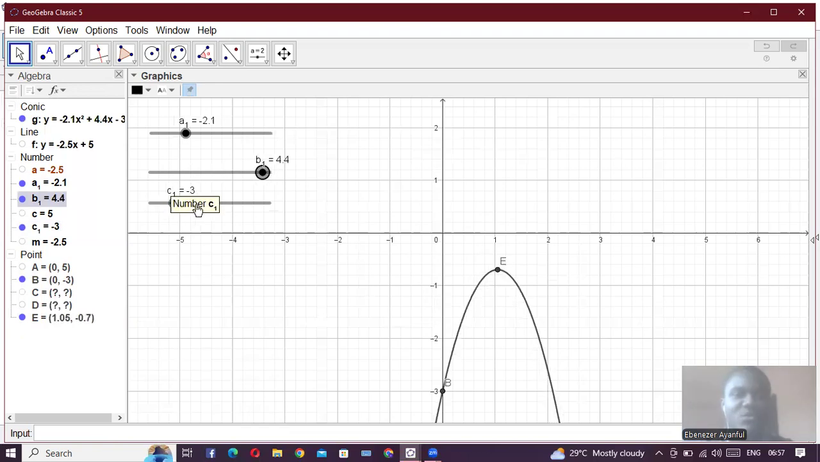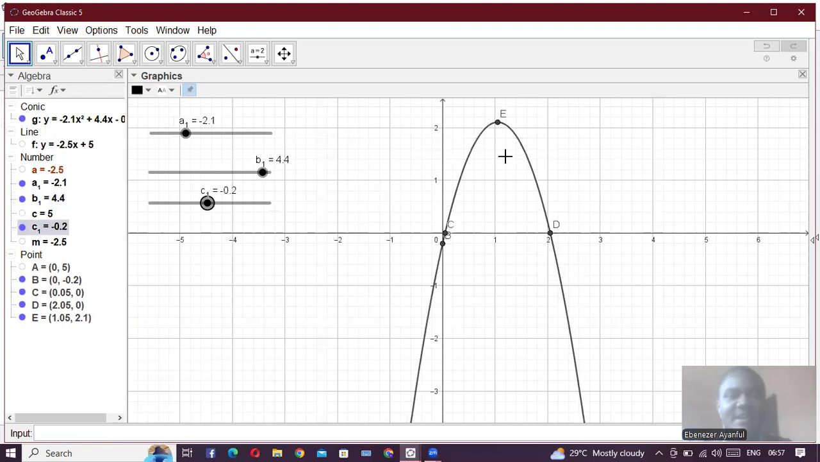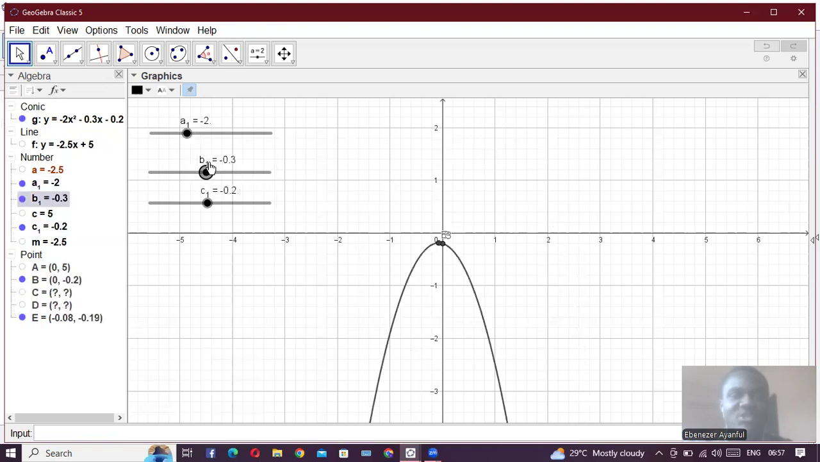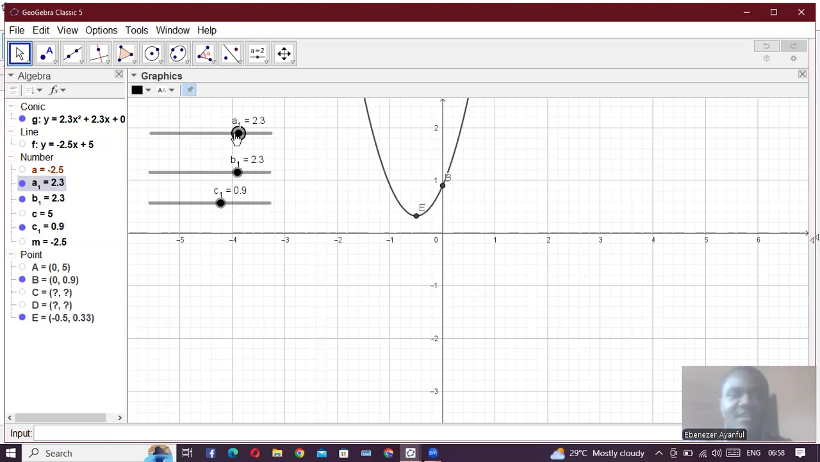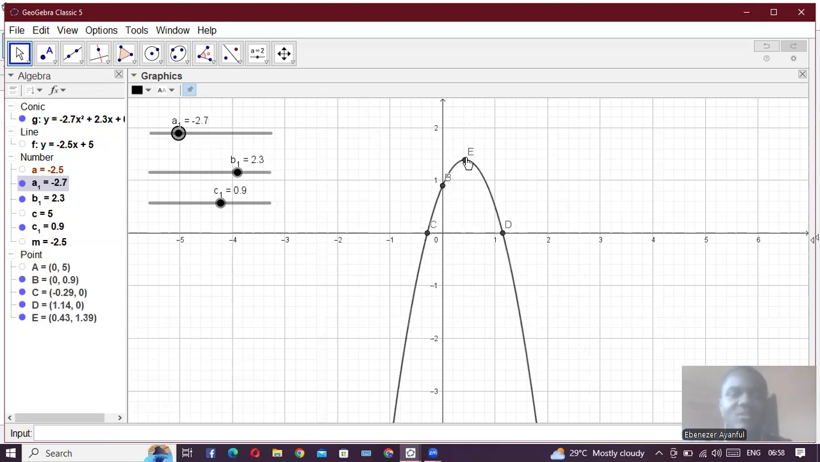Now we need to know how, because the vertex is either a maximum or a minimum, and that is influenced by the leading coefficient A. When I change B, it doesn't change the shape of the curve. It only changes the position of the shape. It's only A that changes the shape of the curve. So in this case the E here will be a minimum, and when A is negative, we get this, which is a maximum.